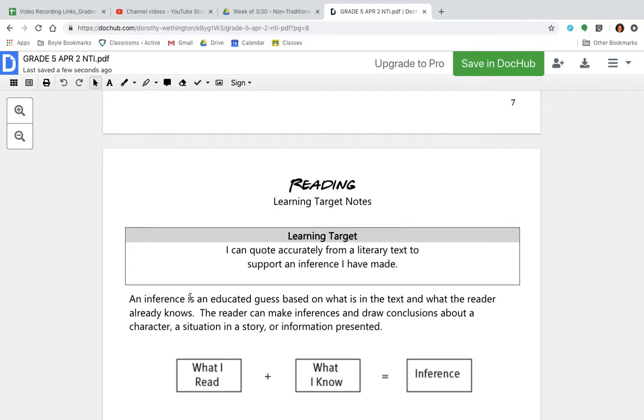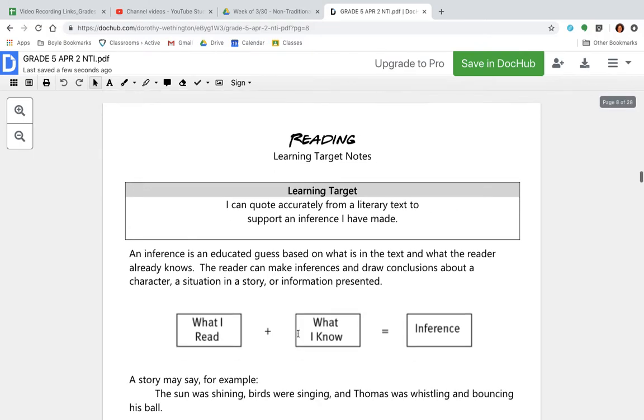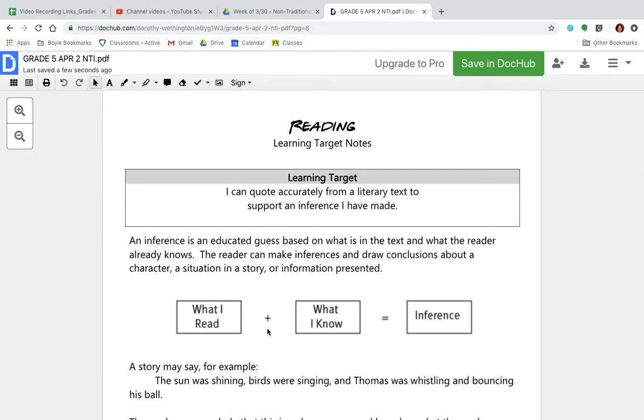An inference is an educated guess based on what is in the text and what the reader already knows. The reader can make inferences and draw conclusions about a character, a situation in a story, or information presented. What I read plus what I know equals an inference.